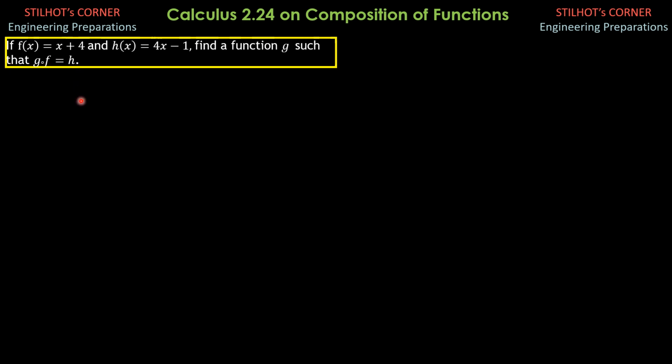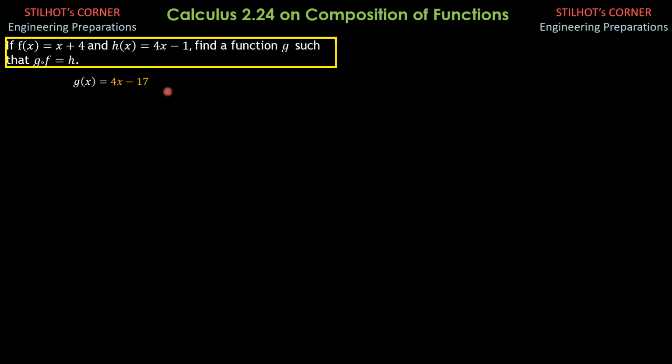So g should have a coefficient of 4. Then we substitute f of x, which is x plus 4. So if it is 4 times x plus 4, that would be 4x plus 16. Since the result here is 4x minus 1, we conclude that g is 4x minus 17. So g of x is 4x minus 17.